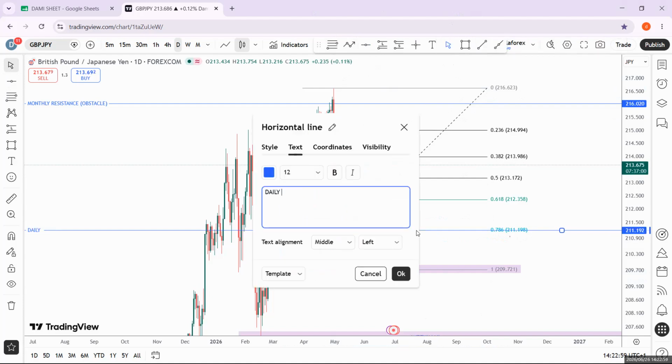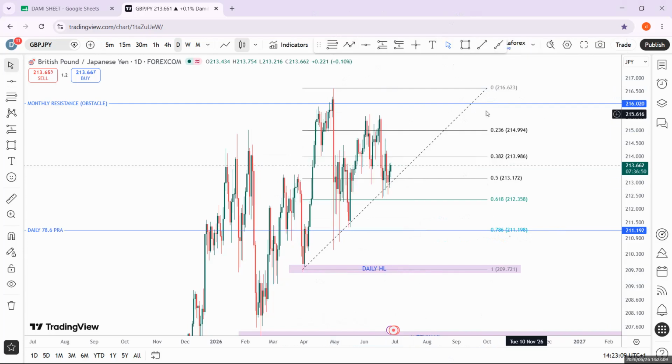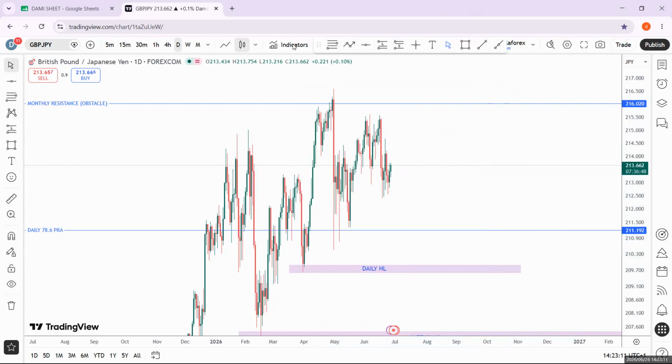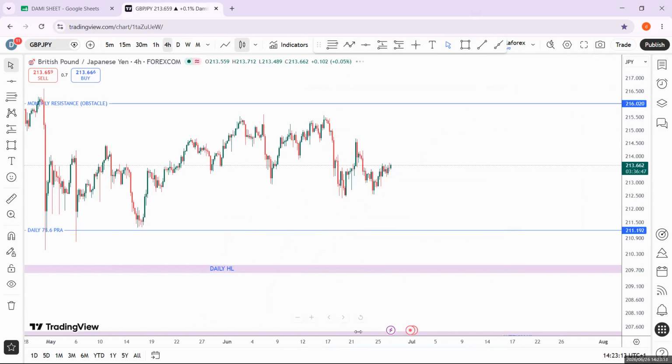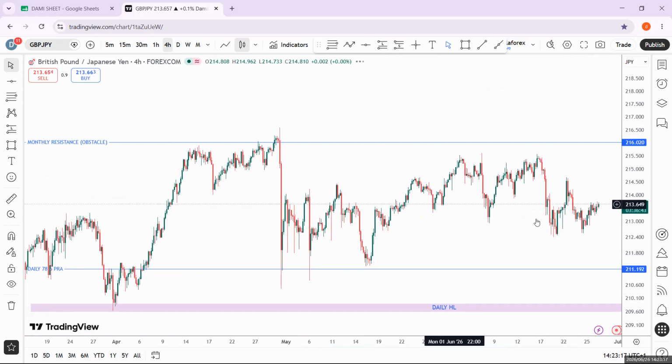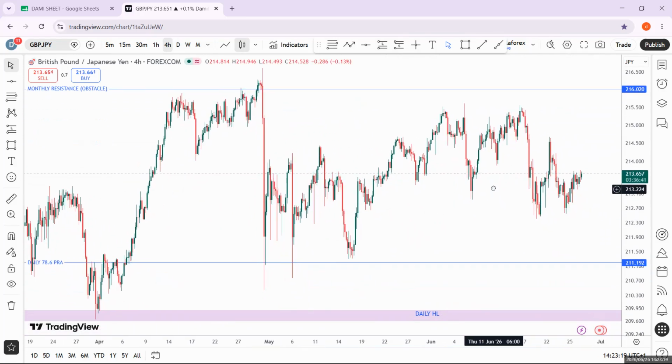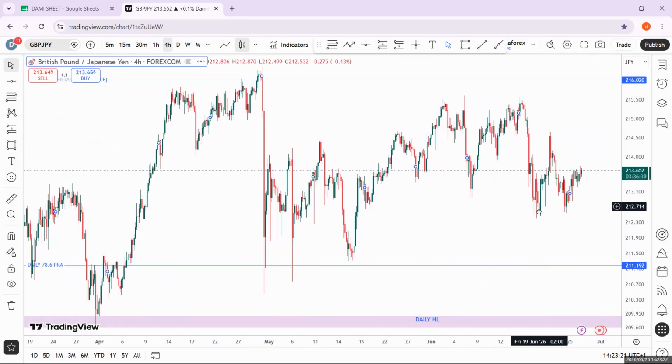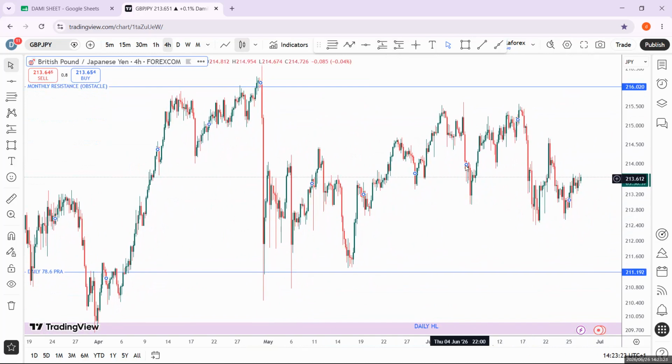There is a daily 78.6 Fibonacci level right here, which I'll now call a potential reversal area because it reversed prices. So I'm now going to go on the 4 hours time frame, which is my entry time frame, the 4 hours and the 1 hour, in order for me to read prices a bit better and show you guys the current trade we are on due to the blessings of the Fibonacci.